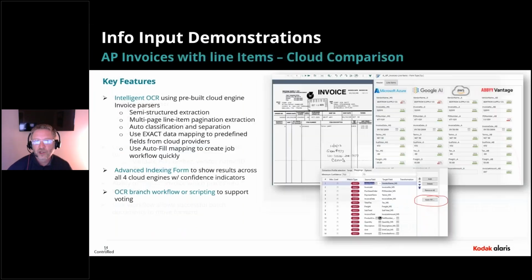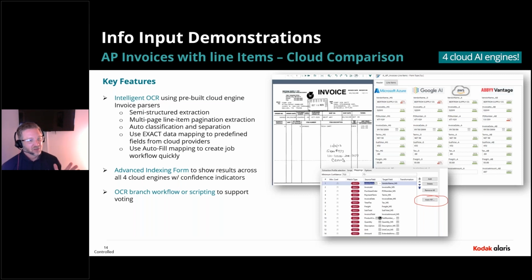In the next demonstration, we're going to do a similar type of process, but we're not going to be integrating with the ERP here. We're going to be doing an AP invoice with line item extraction across 4 engines, and these are all embedded in our application. One of the neat things here is not only semi-structured extraction, but the multi-page line item pagination. If you have a 5-page invoice and those line items roll to each page, the system is smart enough to paginate to each page and extract the tabular data.